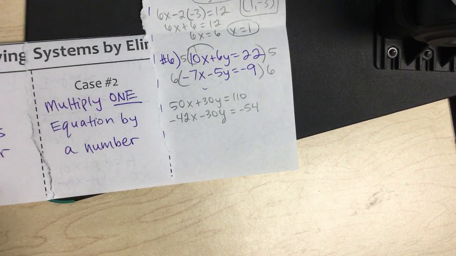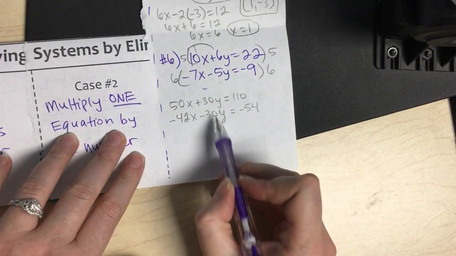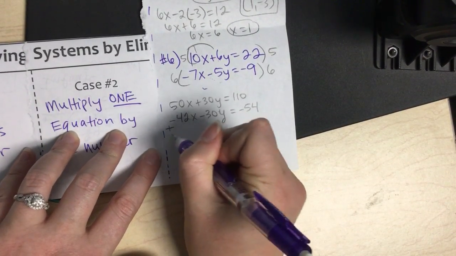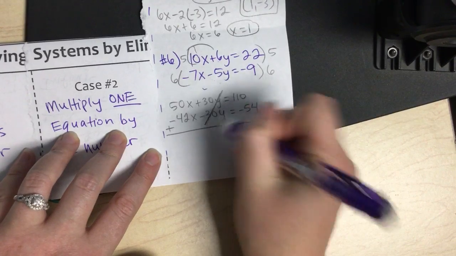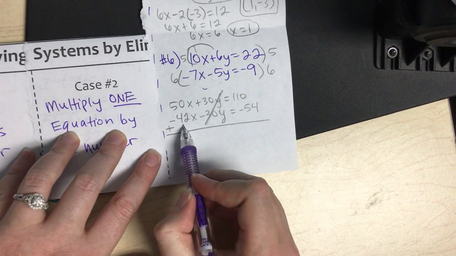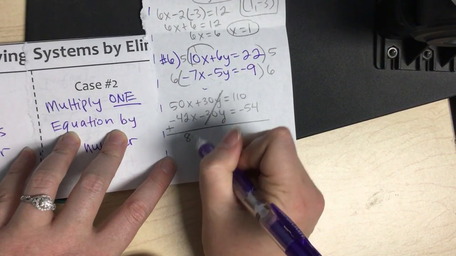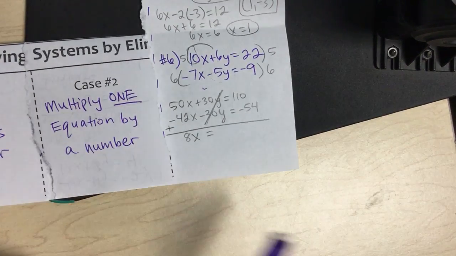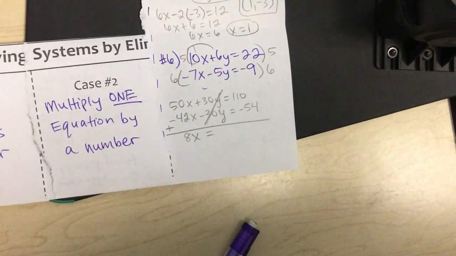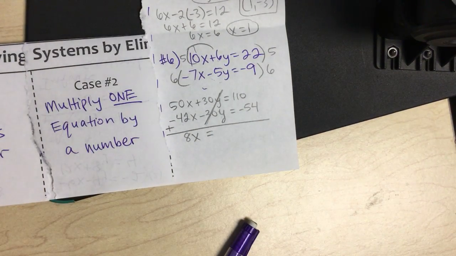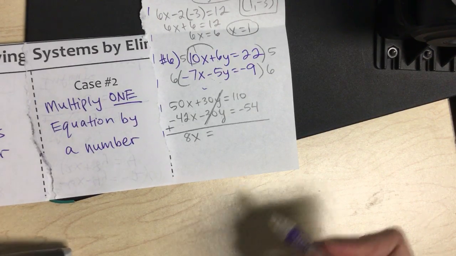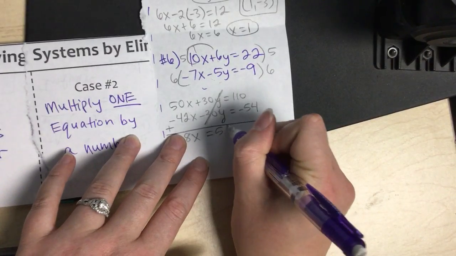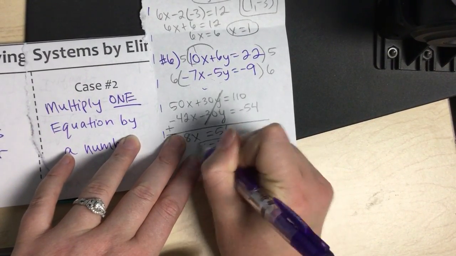That looks better. All right, so this is looking good, right? Because these two are going to add to make 0. So we're going to add those together. 50 minus 42 makes 8x. And this leaves us with, I'm going to make sure I do this correctly, 56. So therefore, x equals 7.